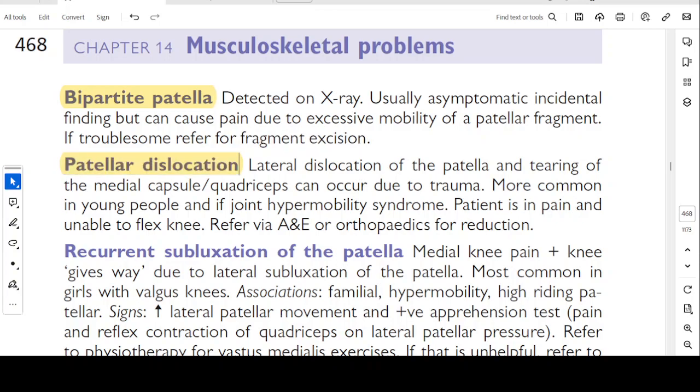Patellar dislocation. Lateral dislocation of the patella and tearing of the medial capsule or quadriceps can occur due to trauma, more common in young people, and if joint hypermobility syndrome is present. The patient is in pain and unable to flex the knee. Refer via accident and emergency or orthopedics for reduction. So this is the lateral dislocation due to trauma to the medial capsule or the quadriceps. In younger people, joint hypermobility syndrome is a common cause. Refer to accident and emergency for reduction.